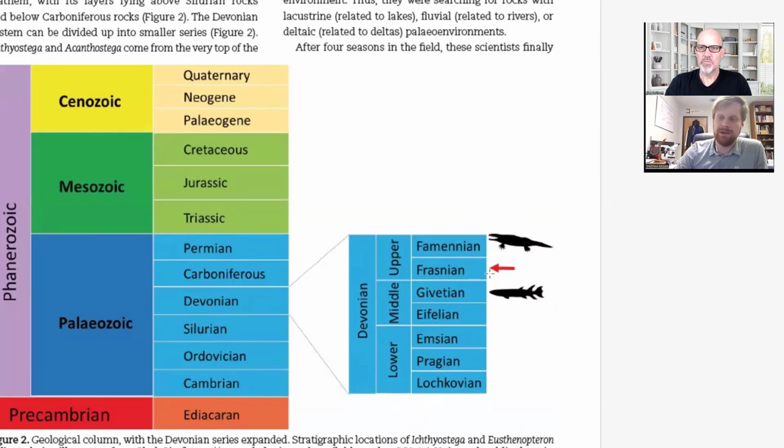So they're like, we've got to look in the Frasnian, right? That's where that transition is going to take place. That's what they said. And so there are multiple millions of years between these two, right? Yes, correct. So they're saying, okay, we know what it's going to look like. We know when it's going to be stratigraphically, right? Now, where in the world are we going to look?